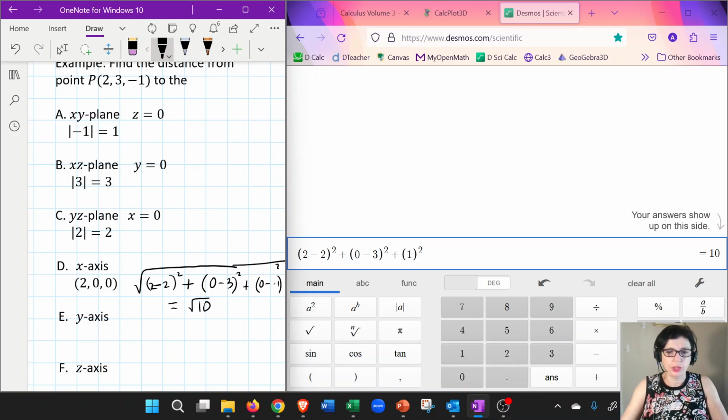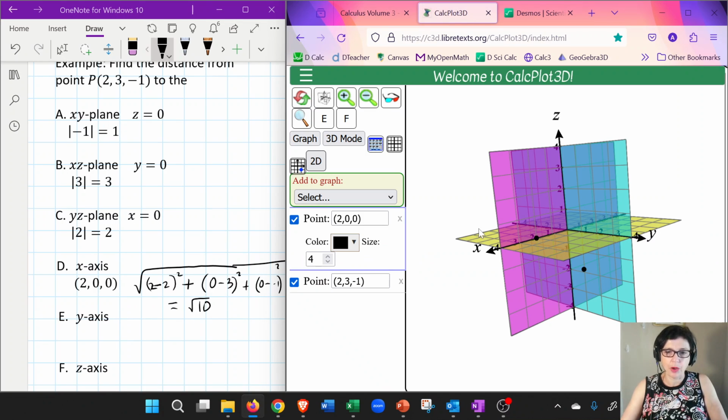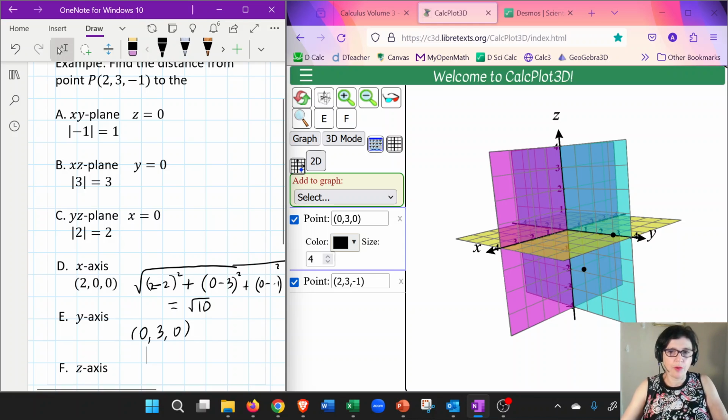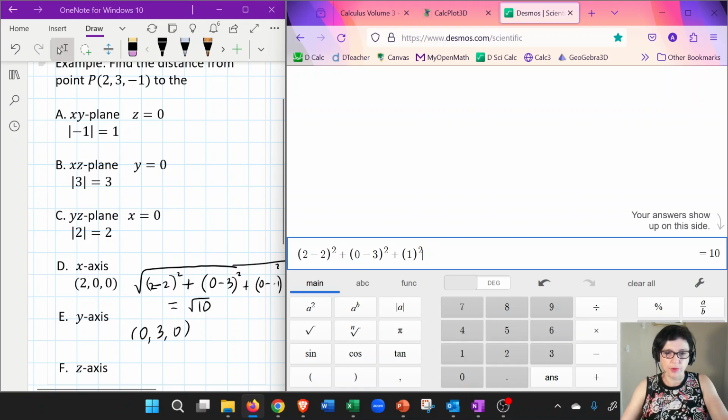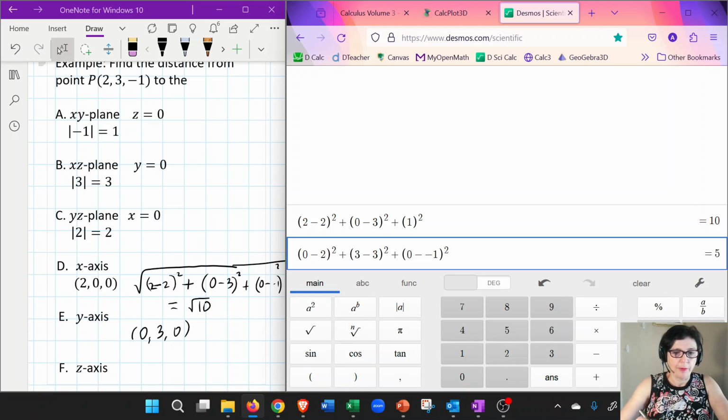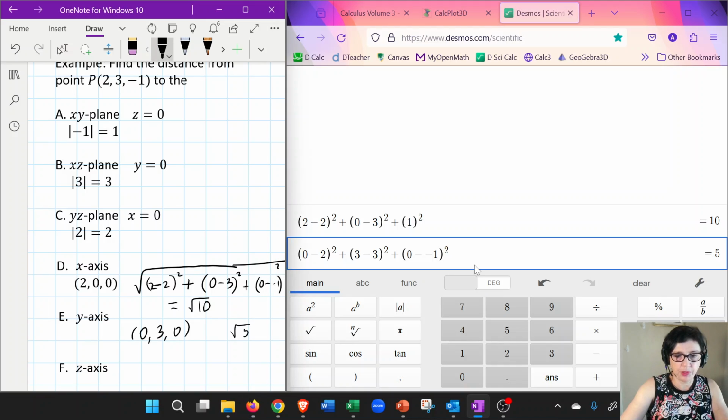Now, if we want the distance to the y-axis, we're going to take the projection of that point to the y-axis. So now let me change to the y-axis. z should also be 0. There you go. So this point right here, 0, 3, 0, is the point that you want to find the distance to. How would you do that? That should be pretty straightforward. You're just going to subtract the coordinates. So 0 minus 2 squared plus 3 minus 3 squared plus 0 minus -1 and then square that. So that's going to be 5, and that's what's under the root. So the final answer would be the square root of 5.